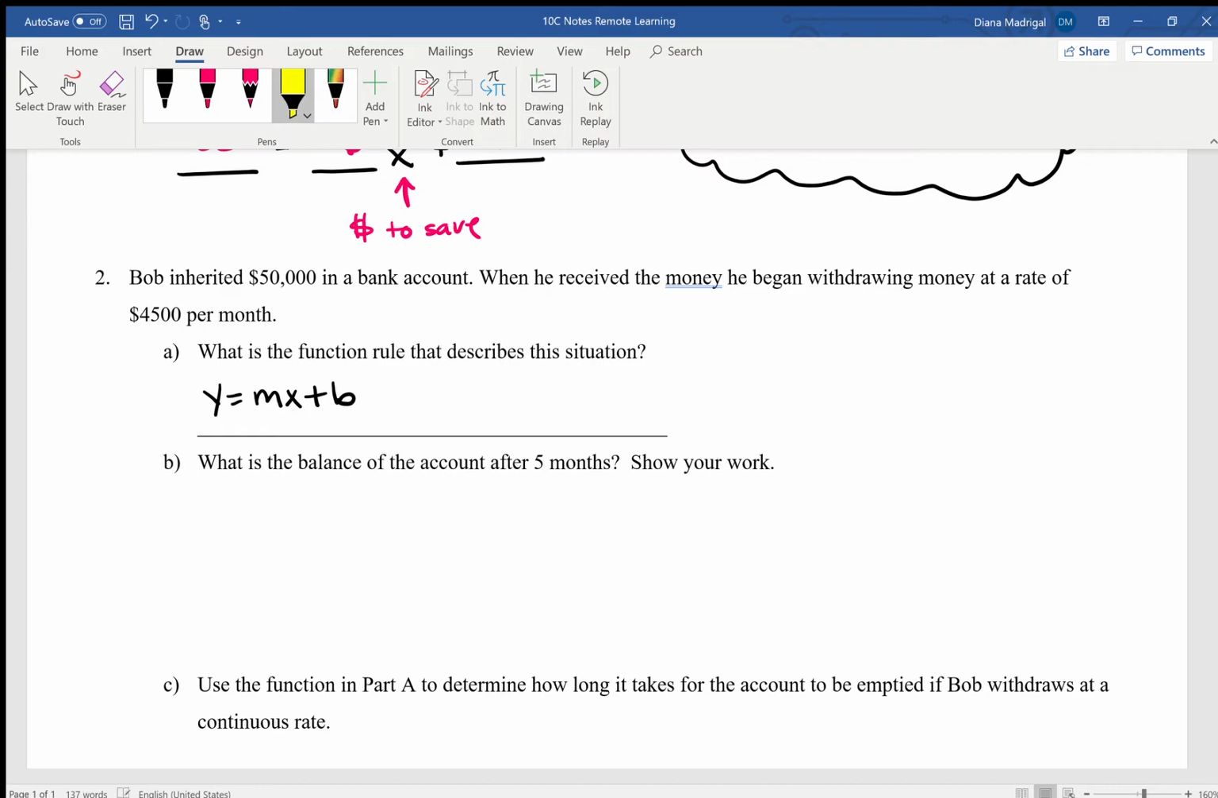Something that you need to understand with these problems is the vocabulary. Inherit means that you gain, that you're getting, you're receiving.